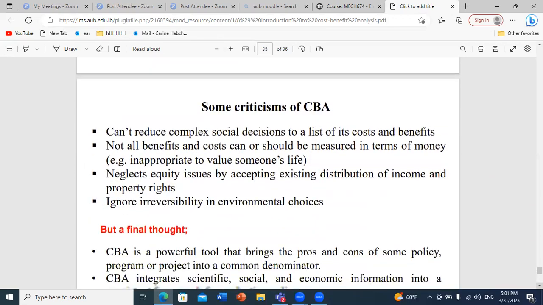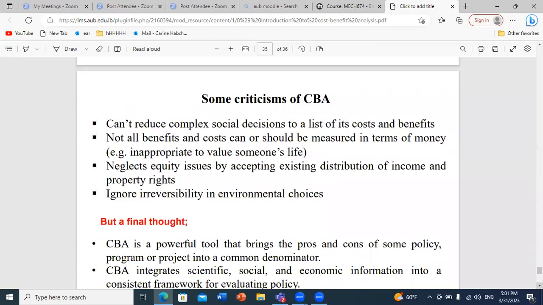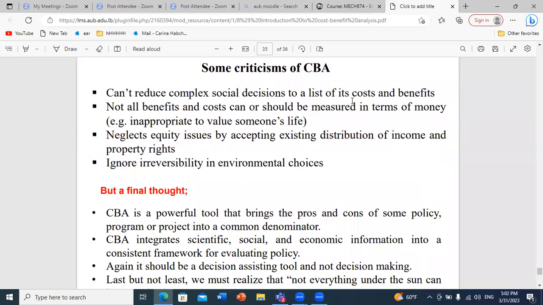Now, CBA is criticized for several reasons. To start with, we can't reduce complex social decisions to just a list of costs and benefits. As we discussed in the example at the beginning, not all benefits and costs can or should be measured in terms of money. It is inappropriate to value someone's life by money. In addition, CBA will neglect equity issues by accepting the existing distribution of income and property rights.